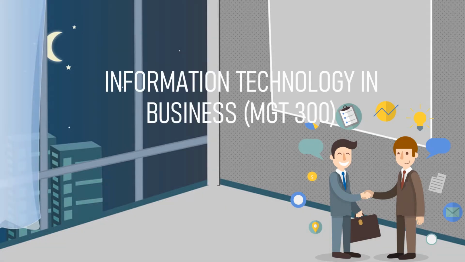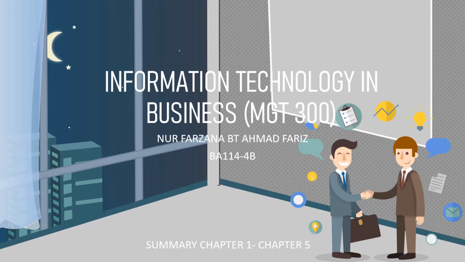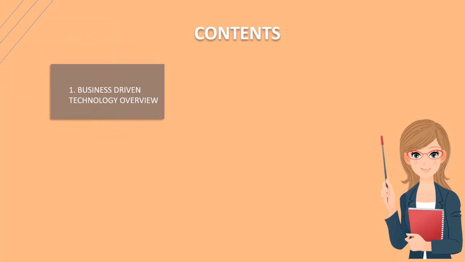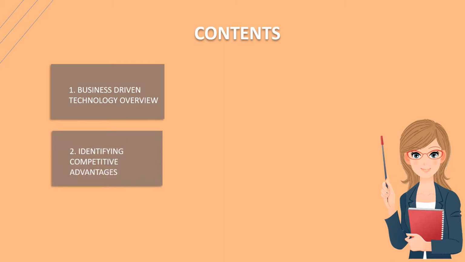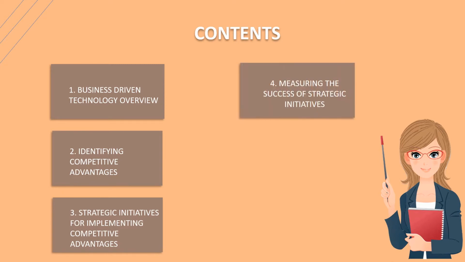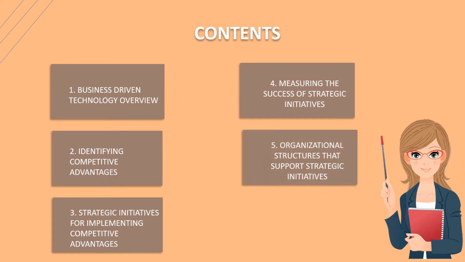I'm from BA 1144B. So in this video, I'll be talking about the summary of Chapter 1 until Chapter 5 in the subject of Information Technology in Business MGT 300. There are four contents that I'll be talking about: firstly, business-driven technology overview; secondly, identifying competitive advantage; thirdly, strategy initiative for implementing competitive advantage; and the fourth is measuring the success of strategy initiative; and last but not least, Chapter 5, which is organizational structures that support strategy initiatives.